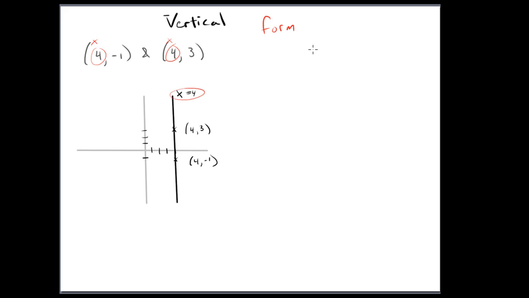So the form for a vertical line is x is equal to some value, call it a, because right here, that's our x-intercept at that point. So it has the form x is equal to a, some value, and its slope is undefined.